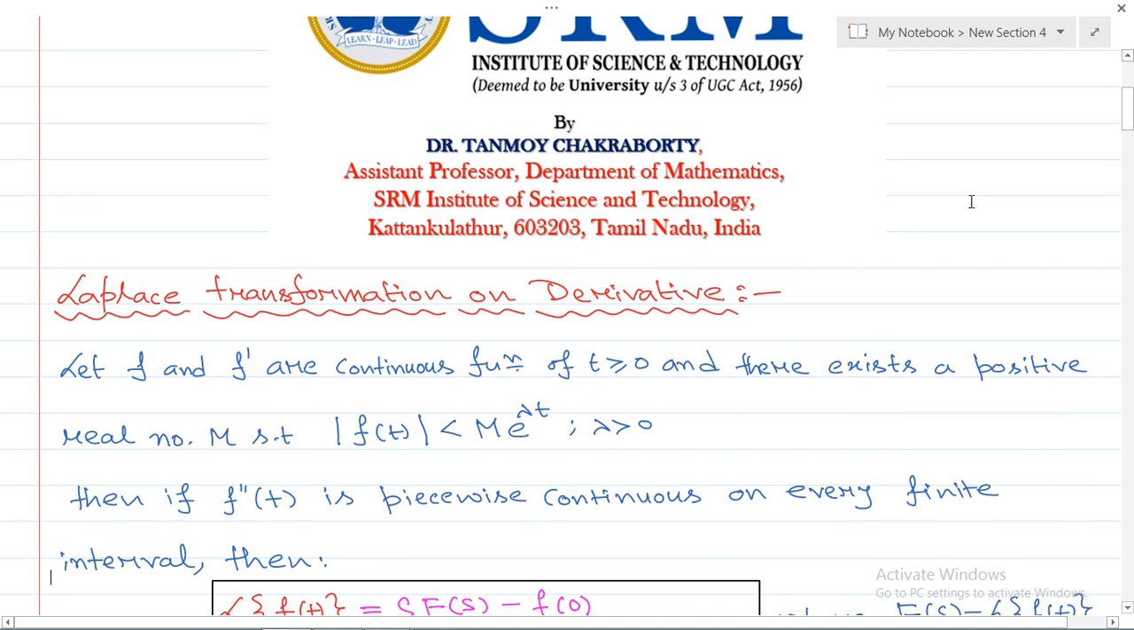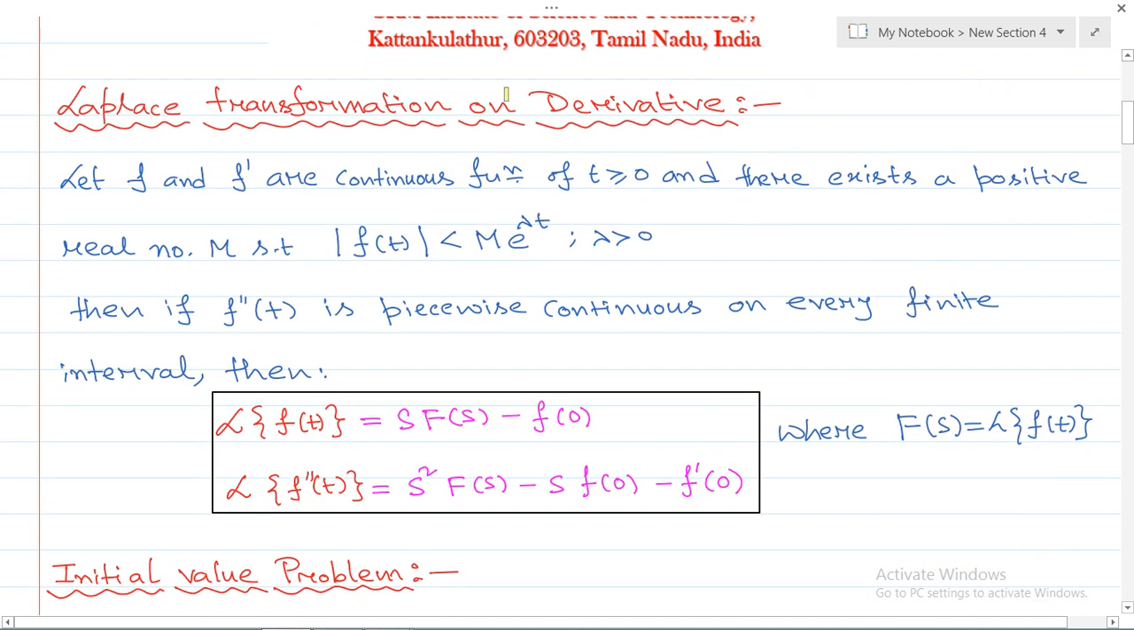Before we start, we need to know the basic formulas for the Laplace transformation of the derivative. Suppose we have a function f which is a real valued function, and we need to understand the basic condition on which the Laplace transformation will work over the derivative. Suppose f and f dash are both real valued continuous functions for t greater than or equal to 0, and there exists a positive real number M such that the modulus of f(t) is less than M into e power lambda t, where lambda is also a positive constant. This condition is known as the exponential order of Laplace transformation. If any function satisfies this condition, it is satisfying the condition of exponential order.